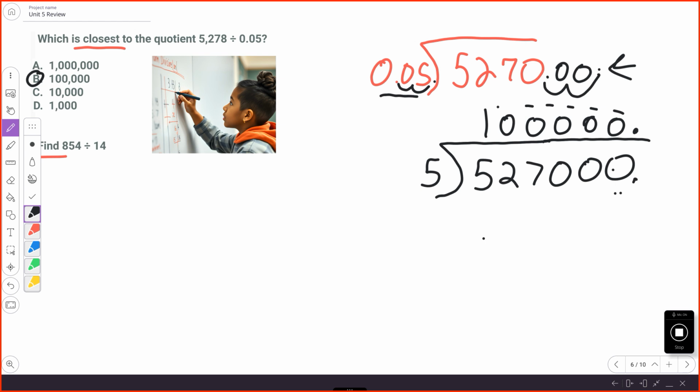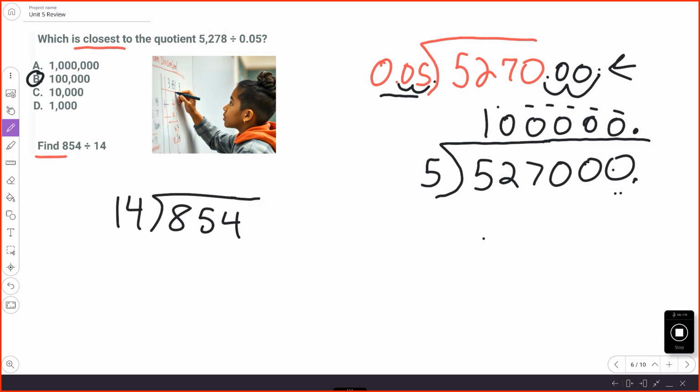All right. So find 854 divided by 14. Now you can do partial quotients, or you can just do straight up long division. How many 14s will fit into an 85? Because 14 can't fit into an 8. 6 times? Okay, 6. What's 6 times 14? 6 times 4 is 24. Carry your 2. 6 times 1 is 6, 7, 8, 84. Oh, real close. 1, and look at that. Bring down the 4.